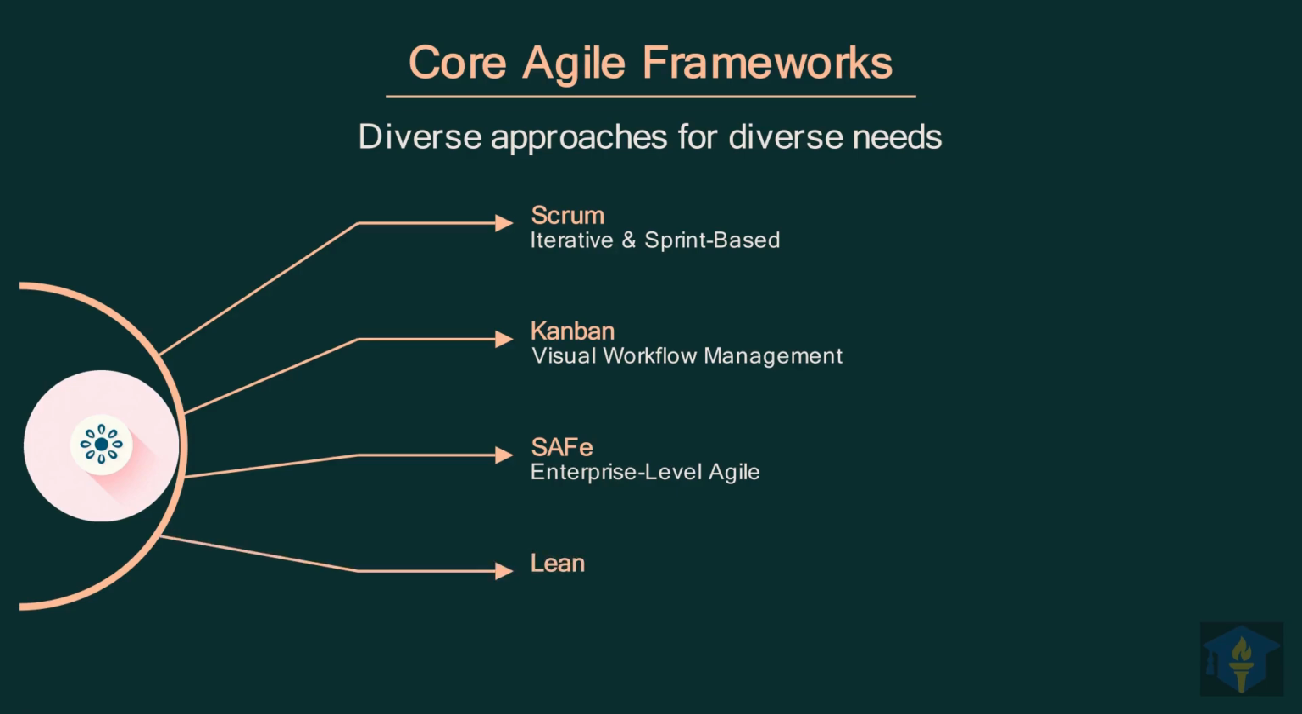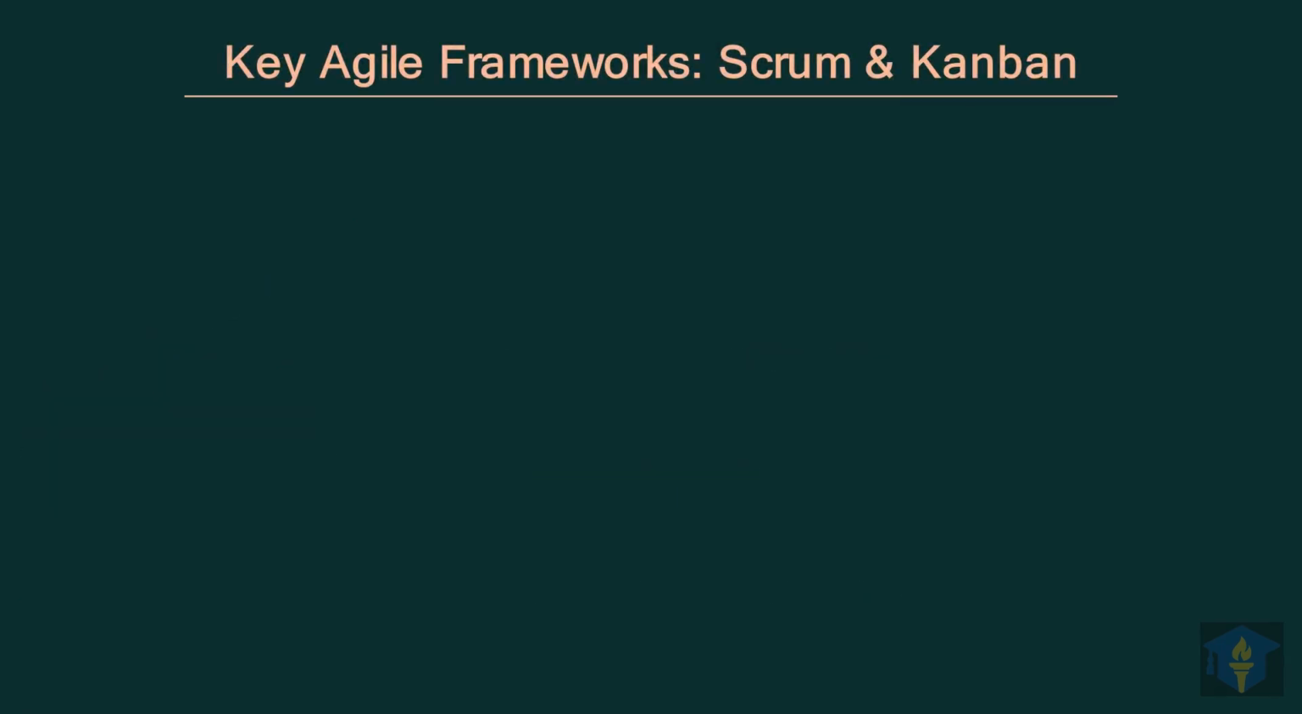Finally, we will look at Lean, an approach with deep roots in manufacturing. Lean aims to maximize customer value while systematically identifying and eliminating all forms of waste. Let's dive deeper into two key Agile frameworks, Scrum and Kanban, understanding their distinct characteristics. We'll compare Scrum's structured, iterative approach with Kanban's continuous flow model for project management.